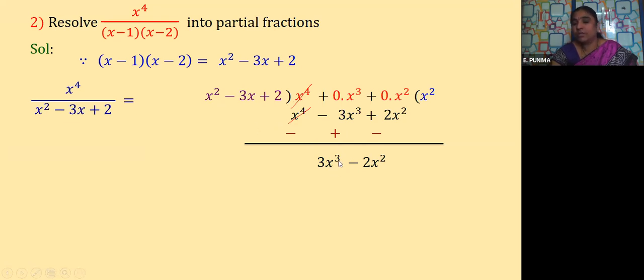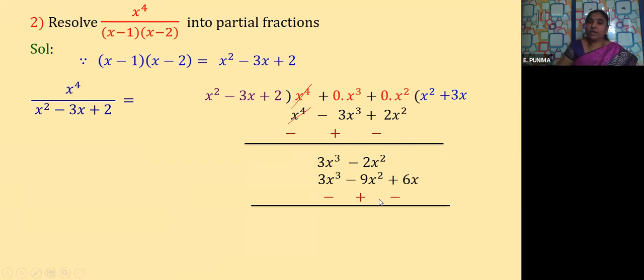So x square into how much is 3x cube? It is plus 3x, nothing but 3x cube. Minus 3x into 3x is minus 9x square. Plus 2 into 3x is 6x. Now here I'm changing the sign. Minus plus minus. So which are cancelled now? Plus 3x cube and minus 3x cube are cancelled. So what is left now? 9 minus 2 is 7. 7x square minus 6x. So again here if you observe, the remainder is 7x square minus 6x.